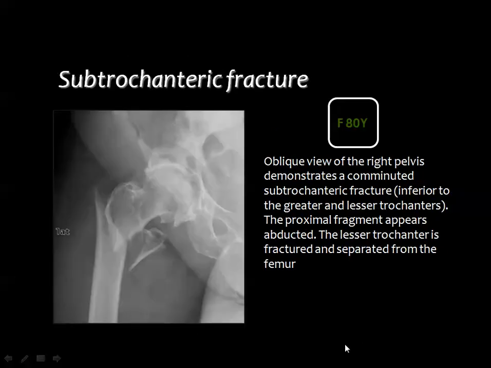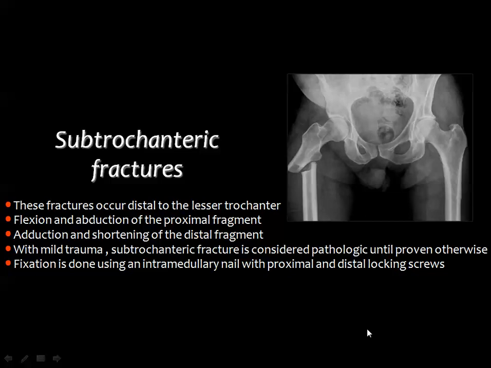And this is a subtrochanteric fracture. It occurs distal to the level of the trochanters. These fractures occur distal to the lesser tuberosity, and they do not involve the trochanters, and you get flexion and abduction of the proximal fragment because of the action of the muscles here. They will distract this fragment like this, and adduction and shortening of the distal fragment.